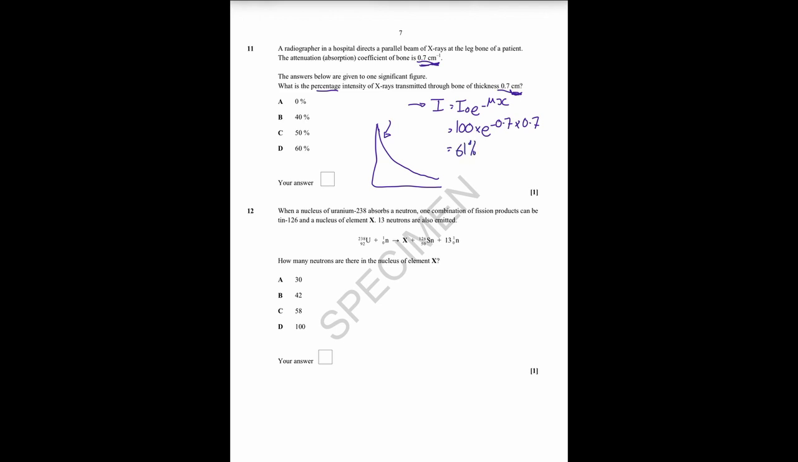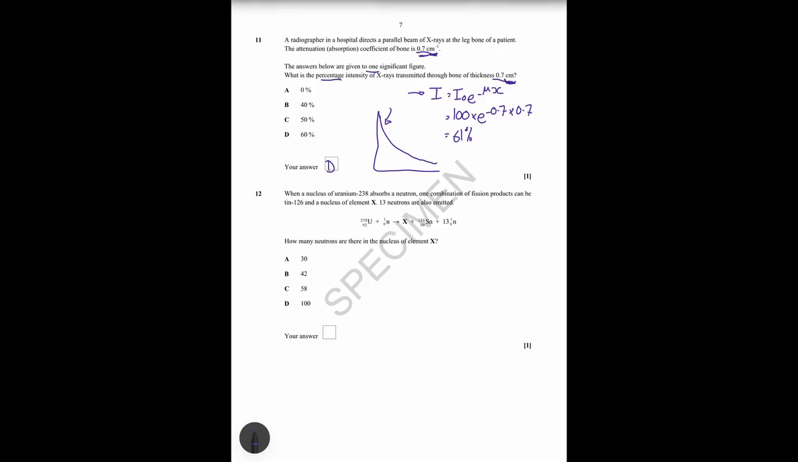Is there an option at 61%? Yeah, there is. Well, the closest one to one significant figure is going to be 60, so therefore I'm going to put that answer as D. If it asked you for the percentage that is absorbed, well, if 60% is transmitted, then I know that 100 minus 60% is absorbed, therefore the answer would be 40%.